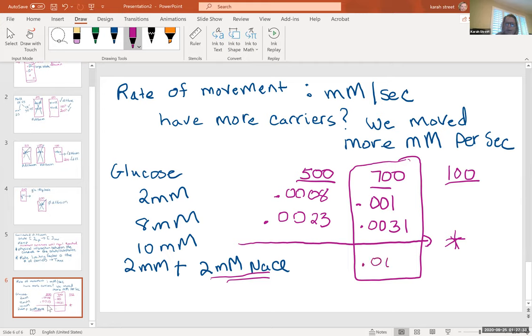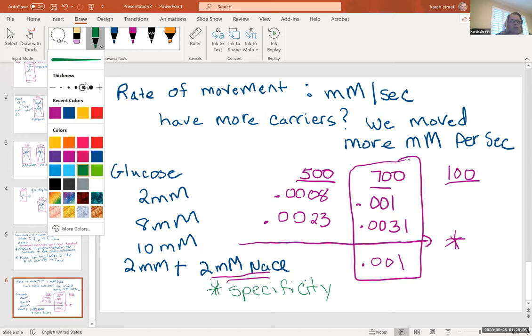The carriers could care less if there is other stuff in the solution. The carriers are specific. So this part of your experiment was really important. It told us about specificity. Carriers are specific. Transporters are specific for a solute or solutes that they bind with, interact with, and transport. They will not interact with anything else. Sodium chloride does not interact with a glucose carrier.